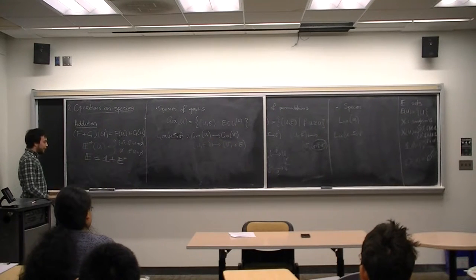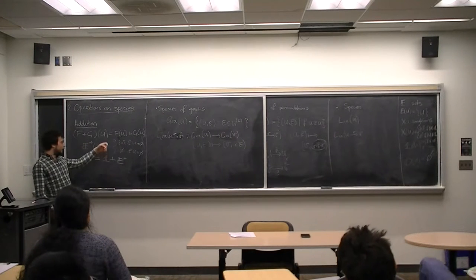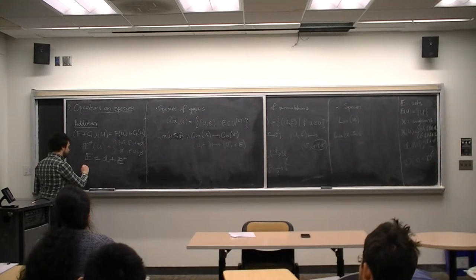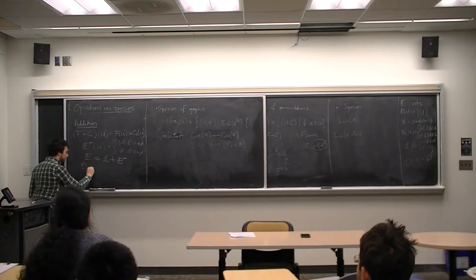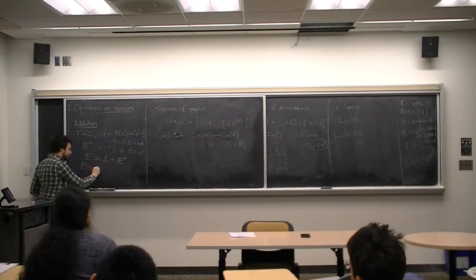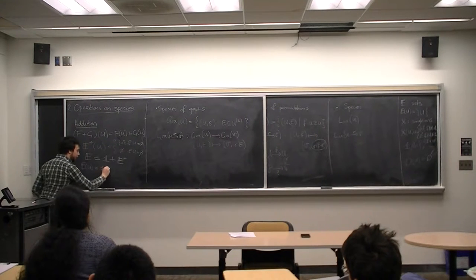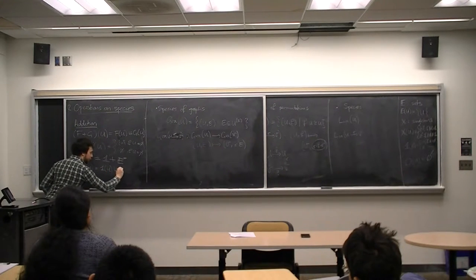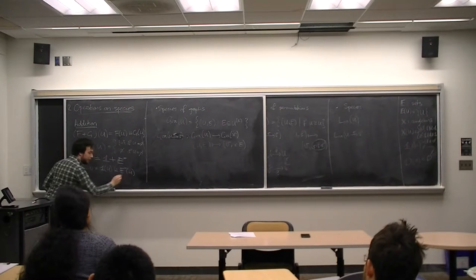So what does this mean? Well, E of u is going to be the disjoint union of... Let's look at what this does. E of u. Let's look at this. Well, this is going to be the disjoint union of one of u with E plus of u.